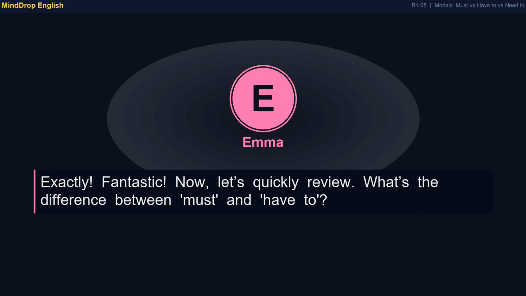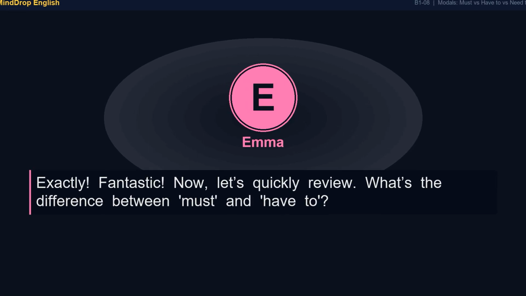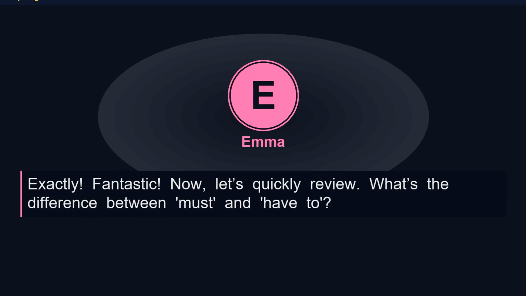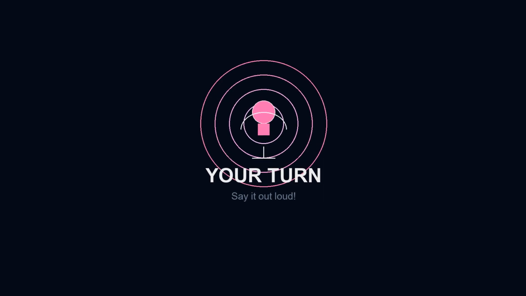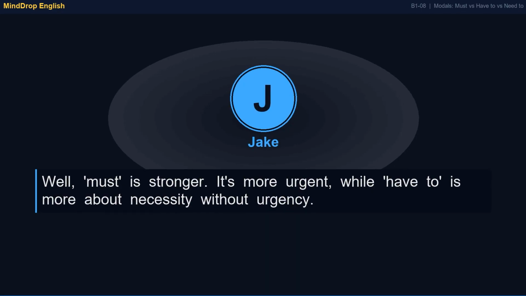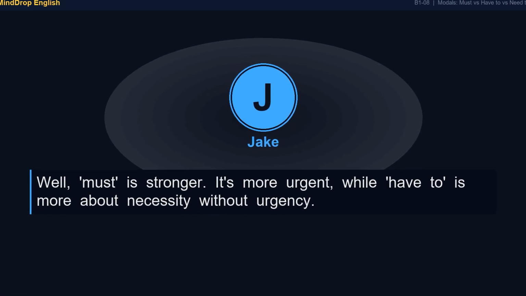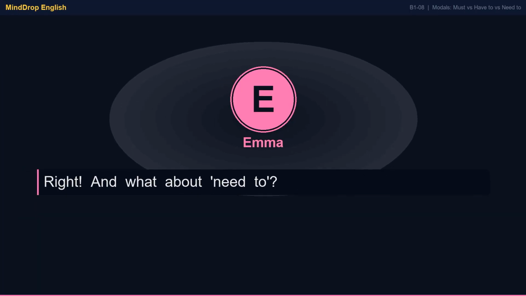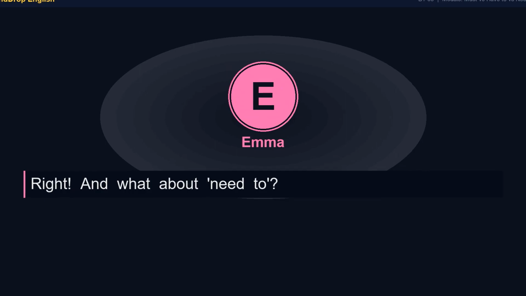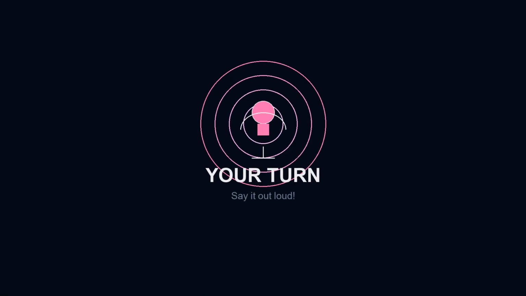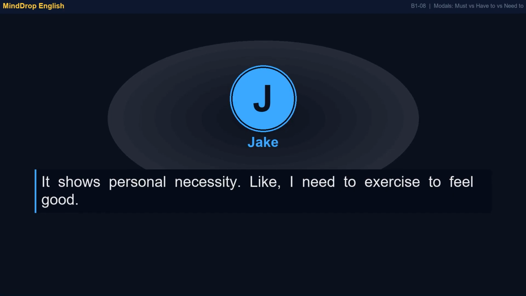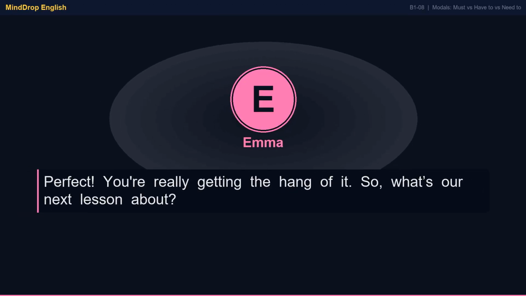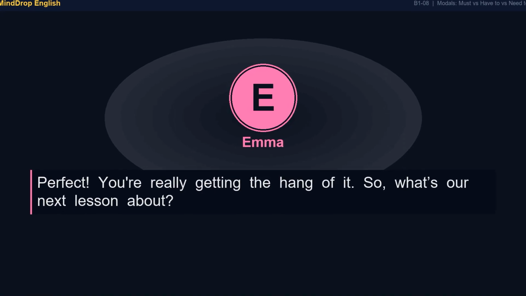Exactly. Fantastic. Now, let's quickly review. What's the difference between must and have to? Well, must is stronger. It's more urgent, while have to is more about necessity without urgency. Right. And what about need to? It shows personal necessity. Like, I need to exercise to feel good. Perfect. You're really getting the hang of it.